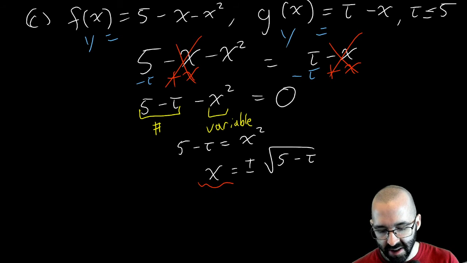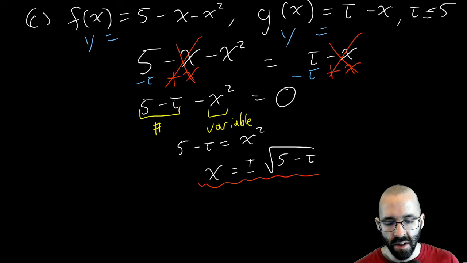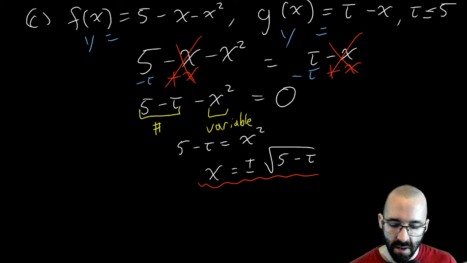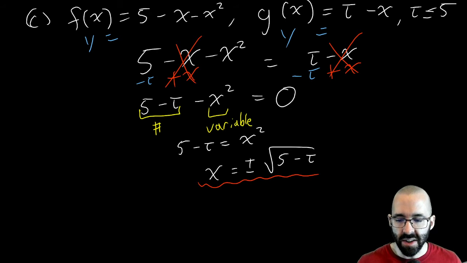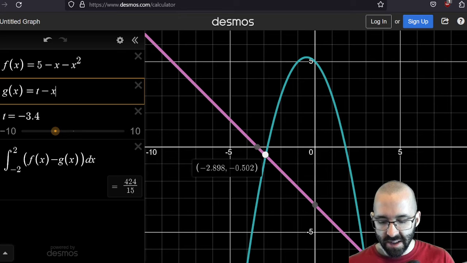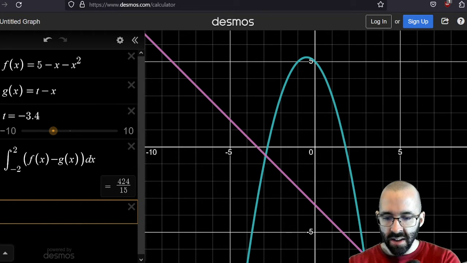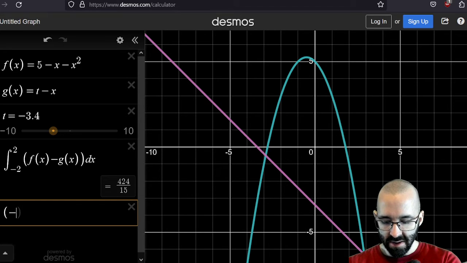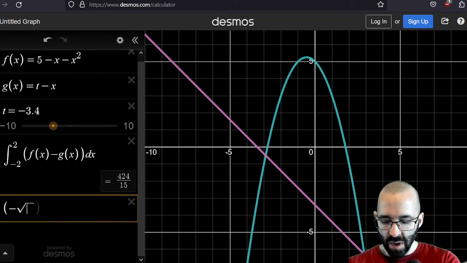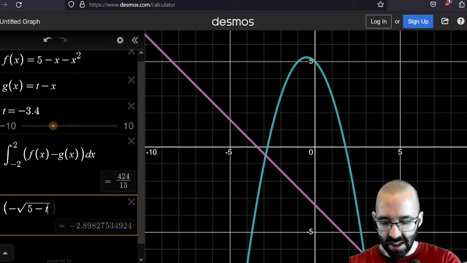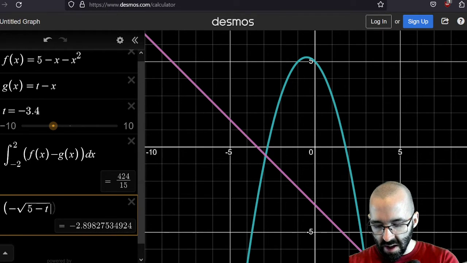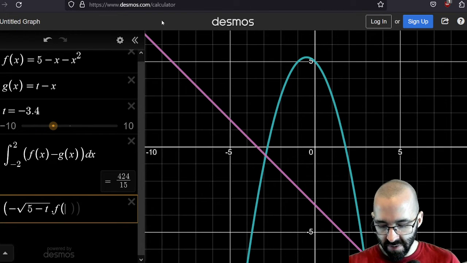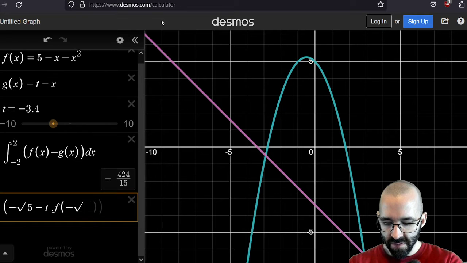So this is not our final answer, but it is important. In part B, t was 1. And we got that x was plus or minus 2. Well, let's visualize this with Desmos. I'm saying that these intersect when x is plus or minus, so let's start with the minus, the square root of 5 minus t. And let's plot this as a point. What's the y value? The y value is the function evaluated at this location.